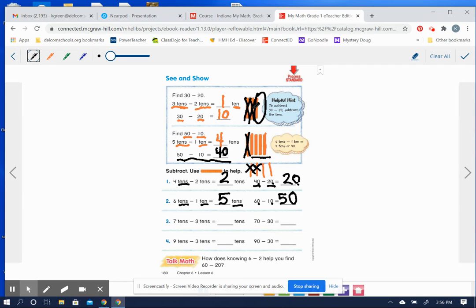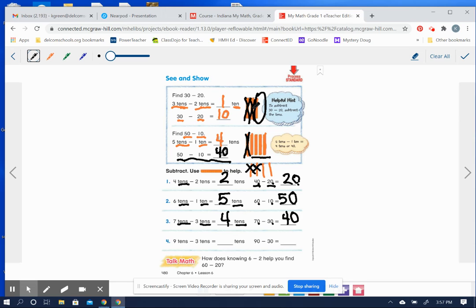7 tens minus 3 tens equals how many tens? Well, this word tens is being replaced by a 0. This word tens is being replaced by a 0. This word tens is going to have a 0 here. 7 tens minus 3 tens. Do you remember what 7 minus 3 is? Yeah, I hope you said 4. So 70 minus 30 equals 40. 4 tens is the same as 40.